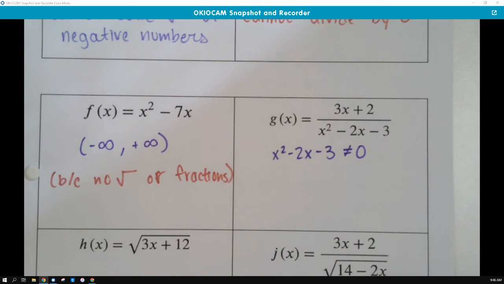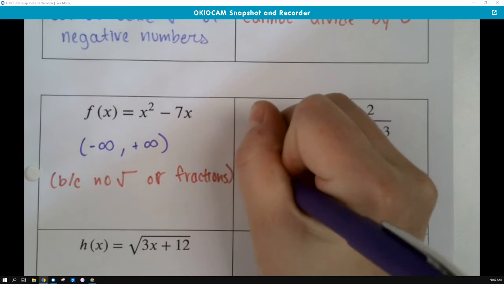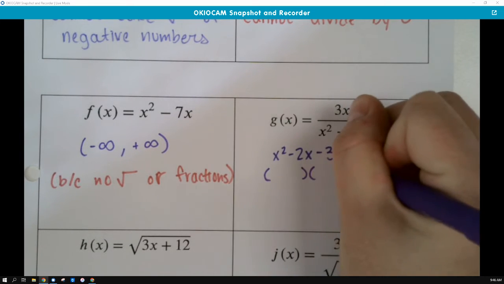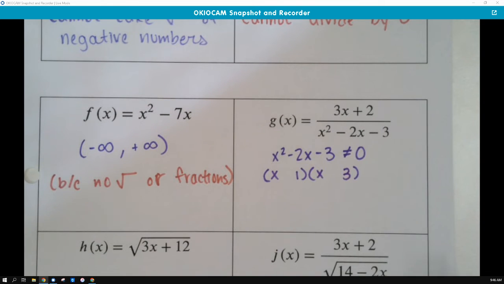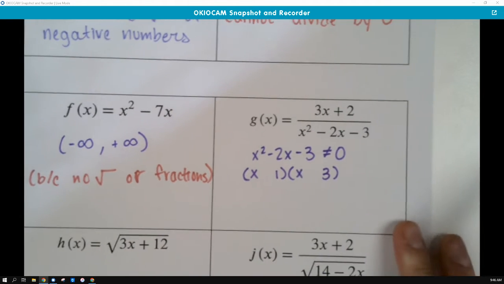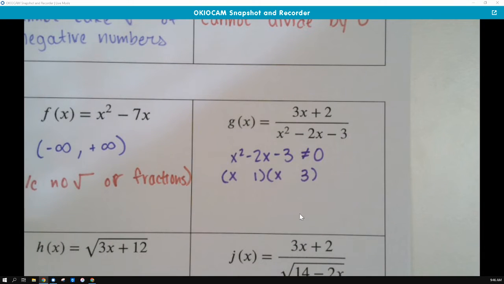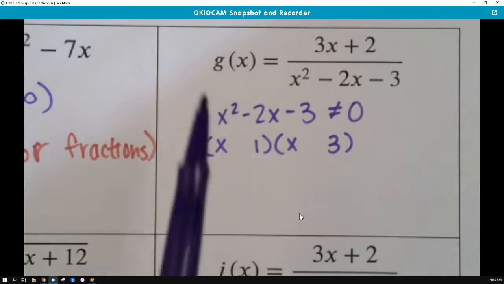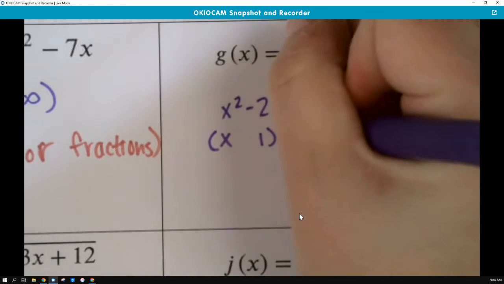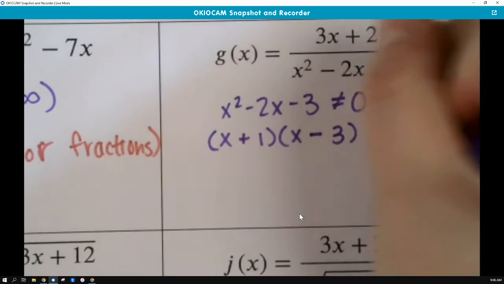In order to do that, we are going to factor. So we need to find the two numbers that multiply to negative 3 and add to negative 2. So that's going to be 1 and 3. And we need to make one of them negative in order to multiply to a negative. I should zoom into this. We want to add to be negative 2, so we want to make the big one negative. So this is going to be x minus 3 and x plus 1.